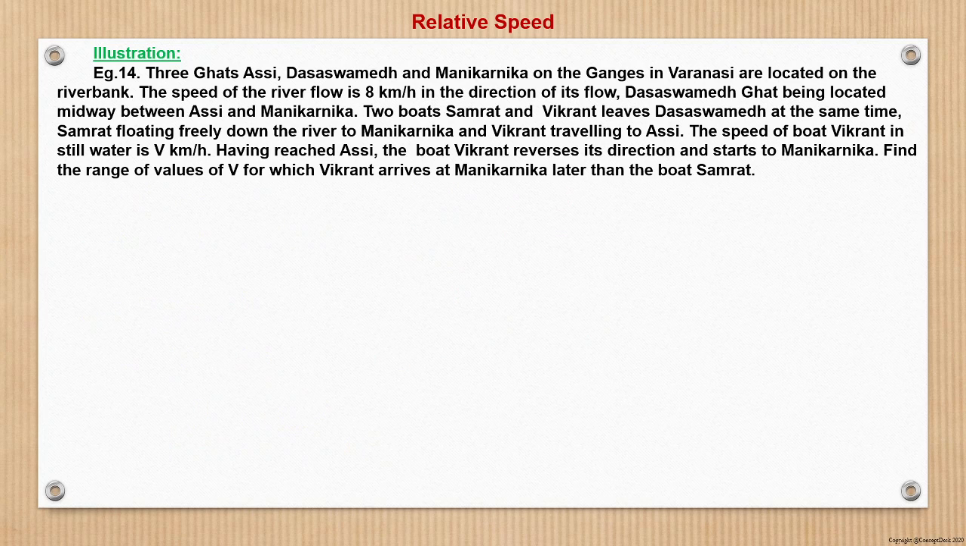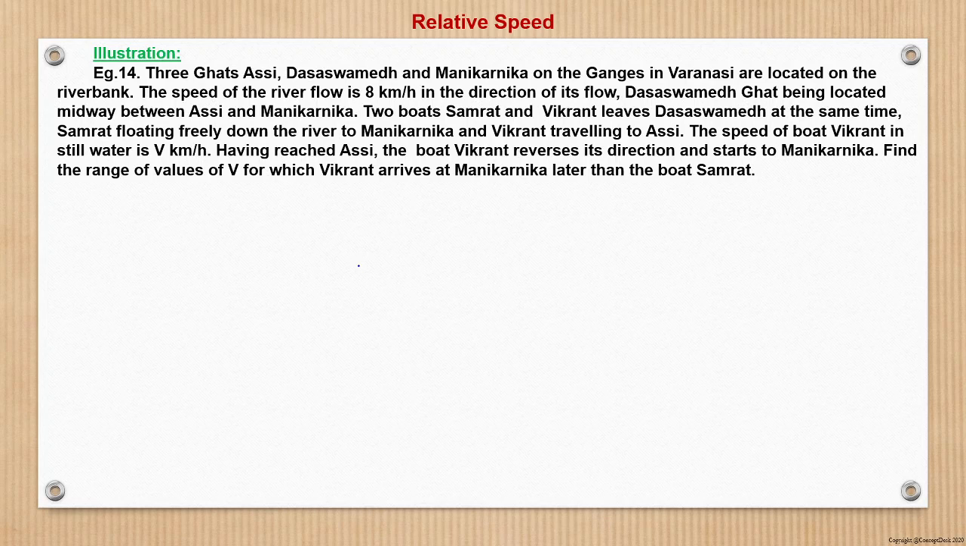So now we'll move to the next problem. Here it says that there are three ghats, Assi, Dasaswamedh, and Manikarnika, on the river Ganges in Varanasi, located on the river bank. The speed of the river flow is 8 km per hour, in the direction of its flow, Dasaswamedh Ghat being located midway between Assi and Manikarnika.